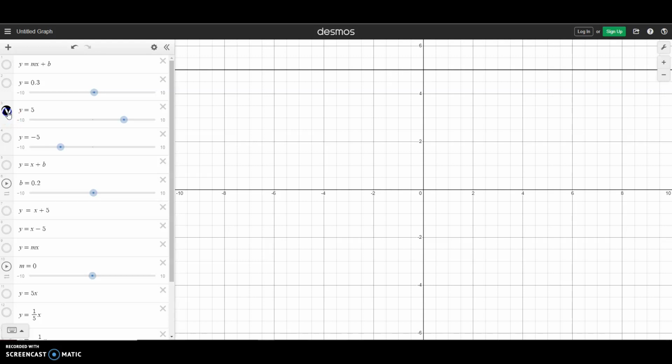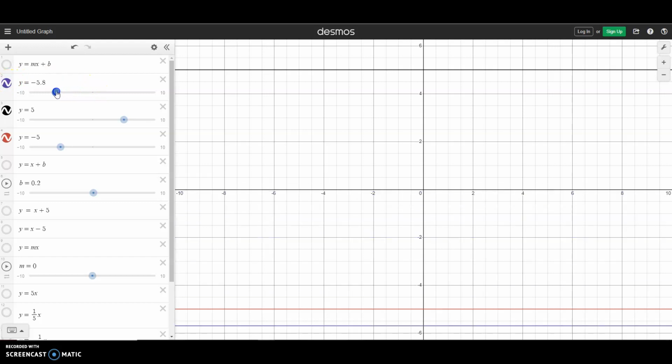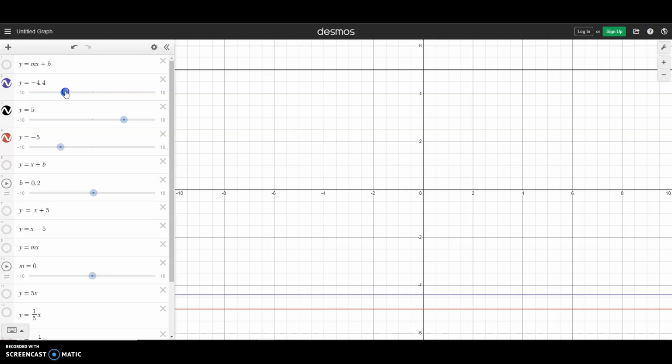So I'm going to list equations 3 and 4, y equals 5 and y equals negative 5, as well as another equation where I vary the value of b. So for question 1, how would you describe the relationship between equations 3 and 4?